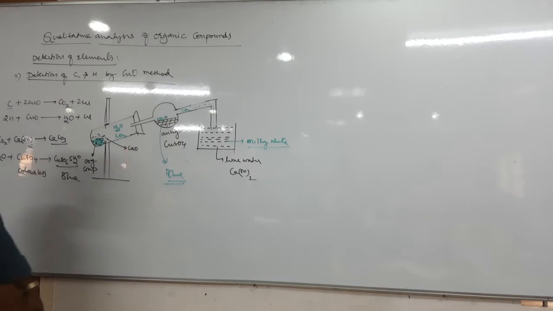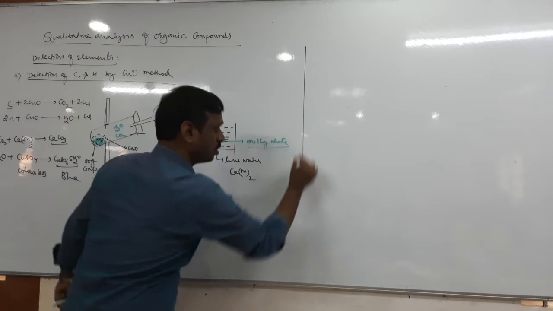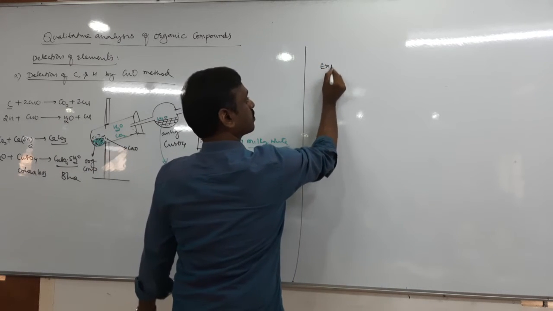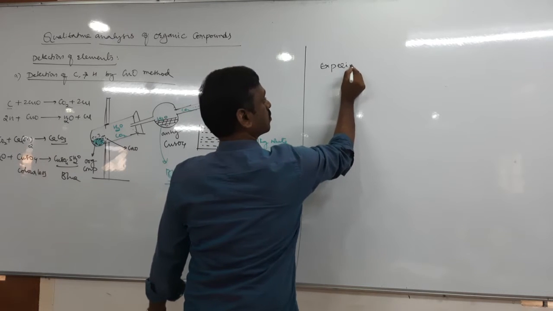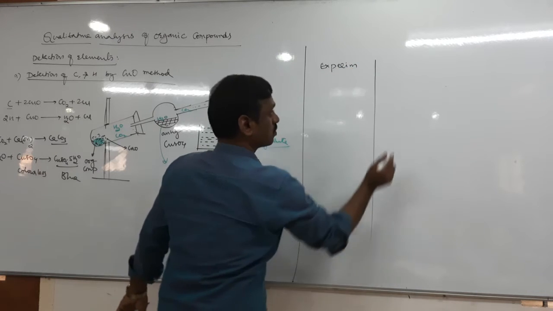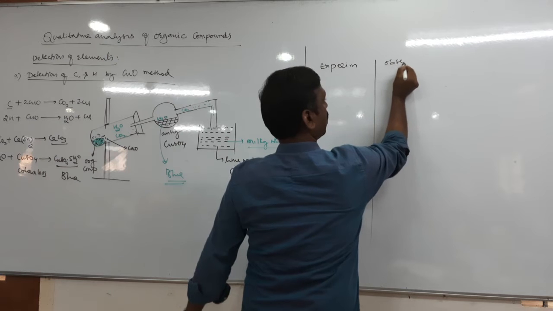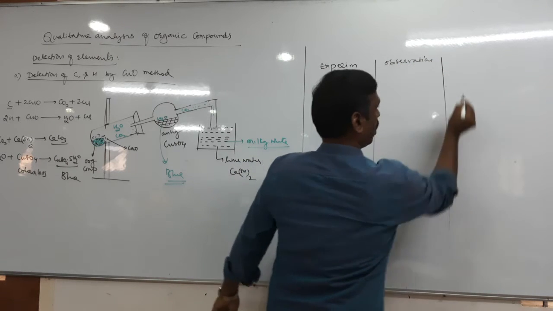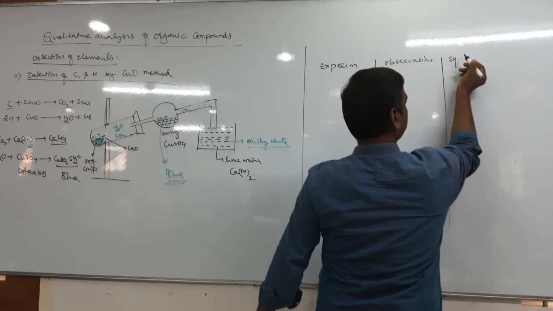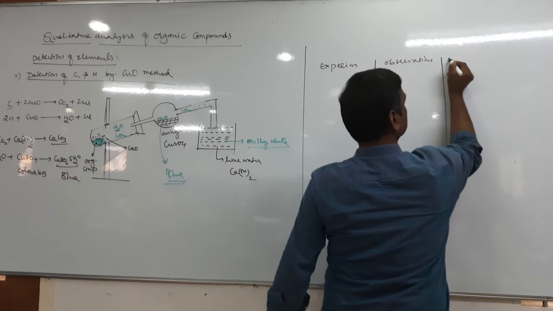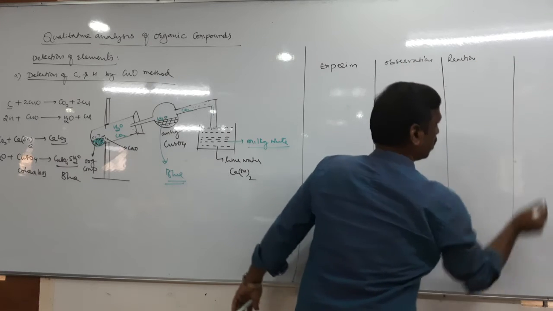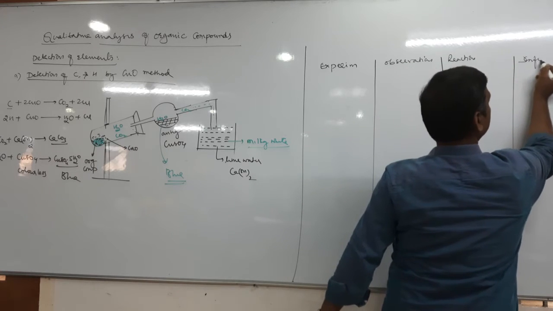Okay, then you can make a tabular column. 1. Experiment. Observation, and equation. Equation means reaction. Reaction, then inference.